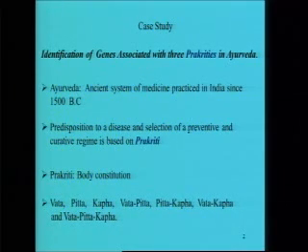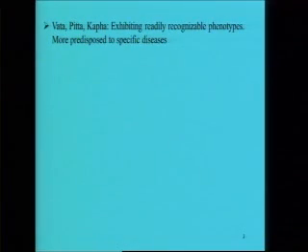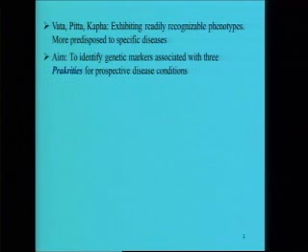One is vata, pitta, kapha, and then their combinations: vata-pitta, pitta-kapha, vata-kapha, and all three together, vata-pitta-kapha. Out of these seven body constitutions, the three are most important, vata, pitta, and kapha, because these exhibit readily recognizable phenotypes, and these are more predisposed to a specific disease. So it was decided to identify genetic markers associated with these three prakrutis for prospective disease condition and corresponding therapies.